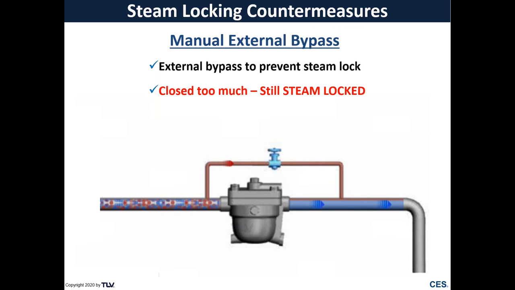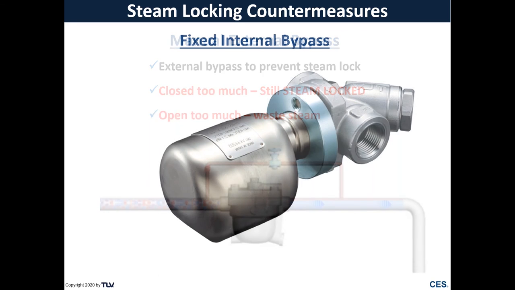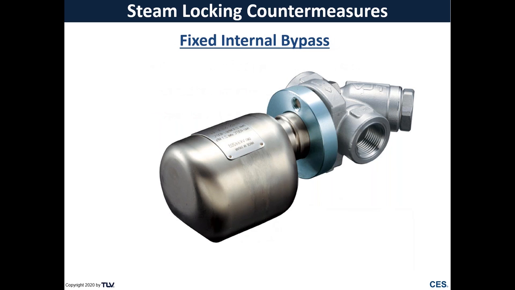Now, if this valve closes too much, there's still a possibility that the trap becomes steam locked. And if it's open too much, well, you're getting rid of the steam lock, but you're operating very inefficiently by wasting steam. And depending on the type and size of the valve, too much valve opening could cause other issues like water hammer and pressure spikes in the condensate return line. Instead, TLV prefers a fixed internal bypass.